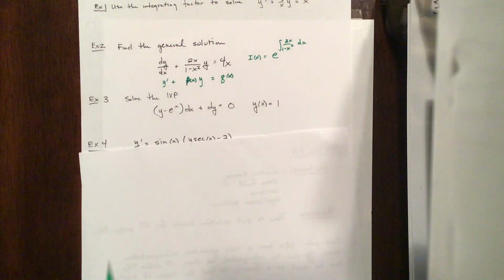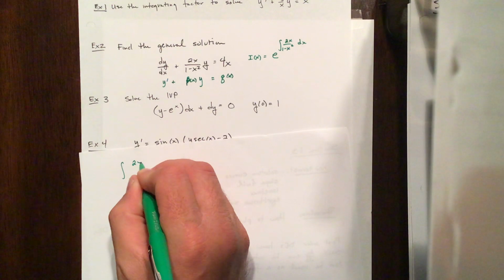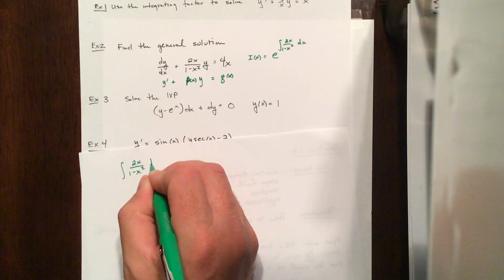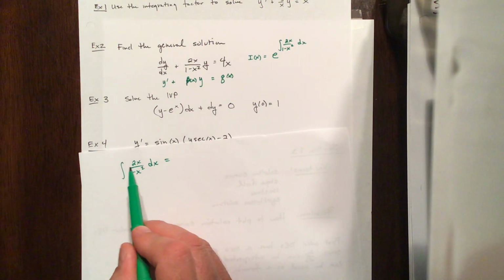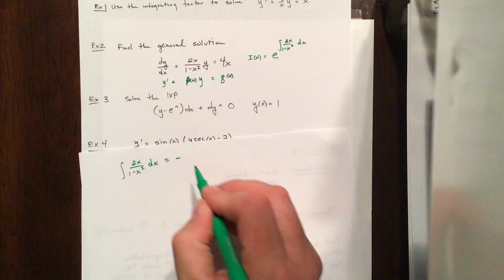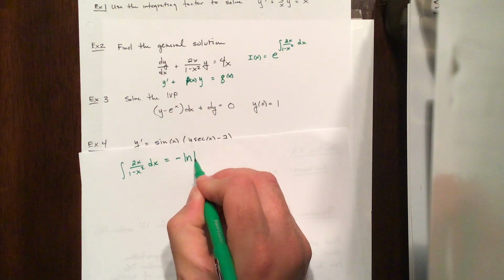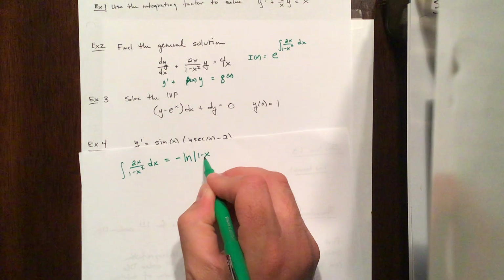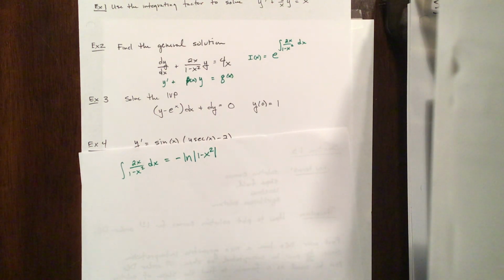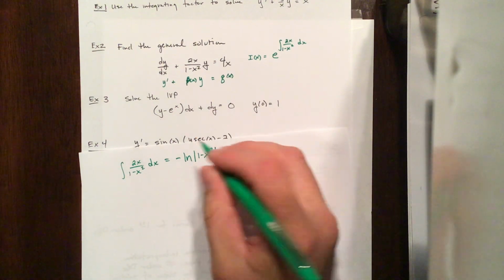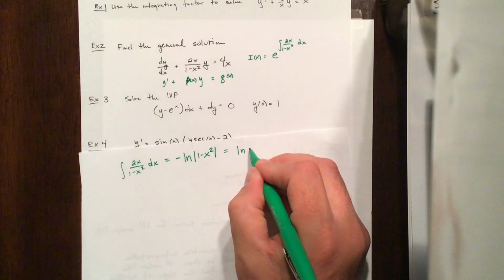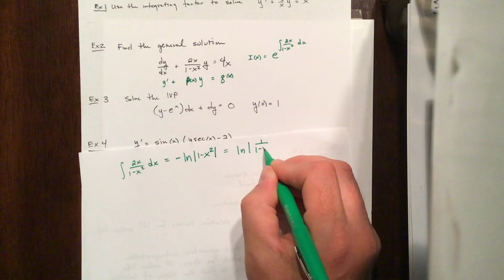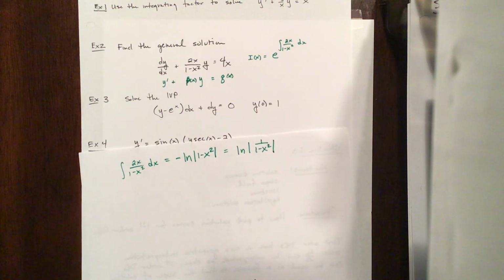All right, so let's take a look at that first. 2x over 1 minus x squared. The derivative of the bottom is minus 2x. I have a 2x on top, so I'm off by a negative. Because the derivative of the bottom is almost in the top, I'm looking at a natural log type integral. So you're looking at negative the natural log of the absolute value of 1 minus x squared. You're going to insert the negative into the logarithm. So now that's 1 over 1 minus x squared, and that's your integrating factor.